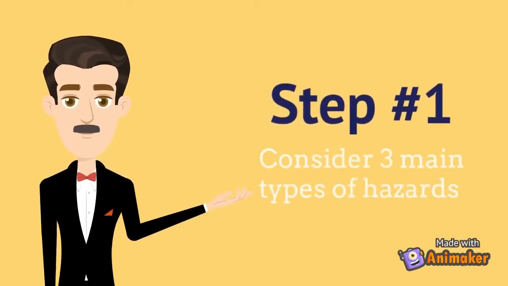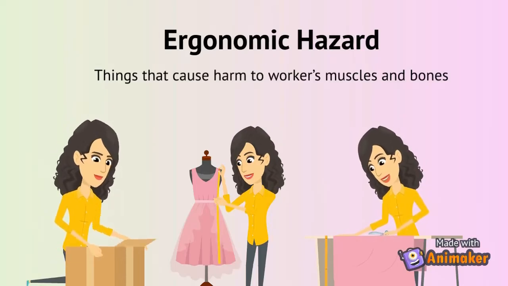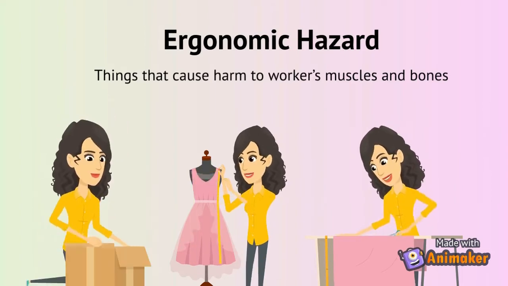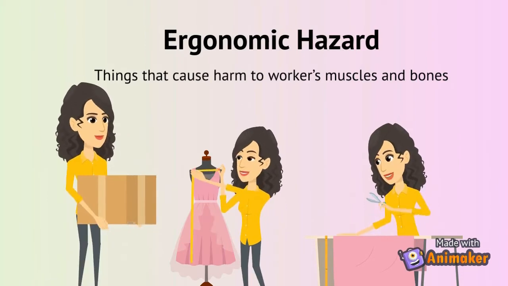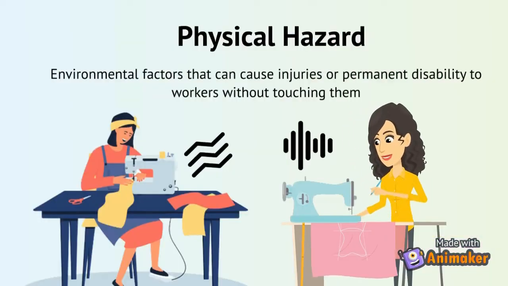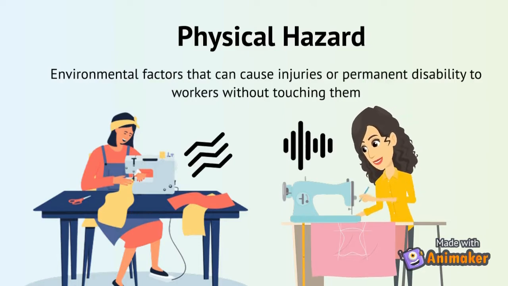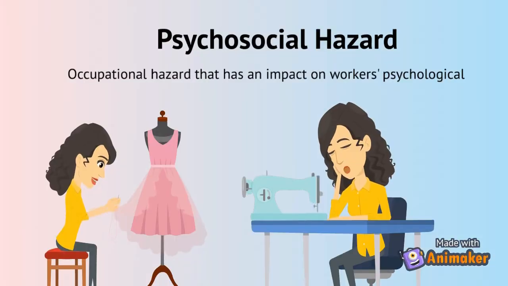Step 1. Consider 3 main types of hazards. Ergonomic hazard is things that cause harm to workers' muscles and bones, such as heavy lifting, repetitive movement, and poor posture. Physical hazard is environmental factors that can cause injuries or permanent disability to workers without touching them, such as noise and vibration from the sewing machine.